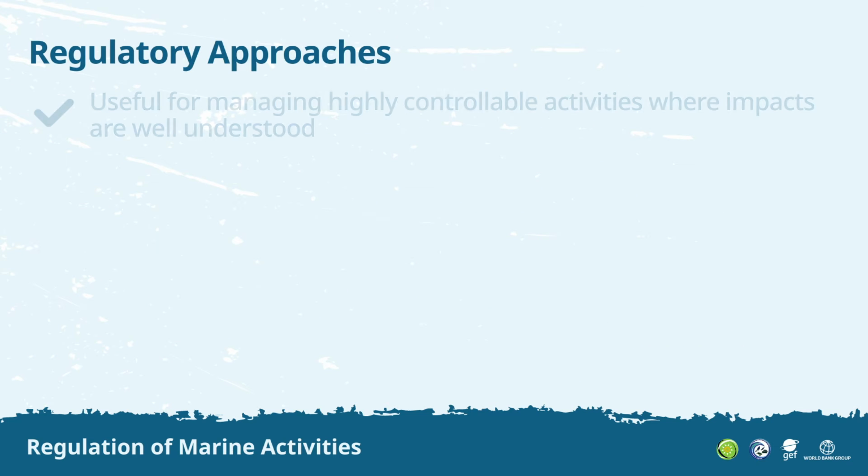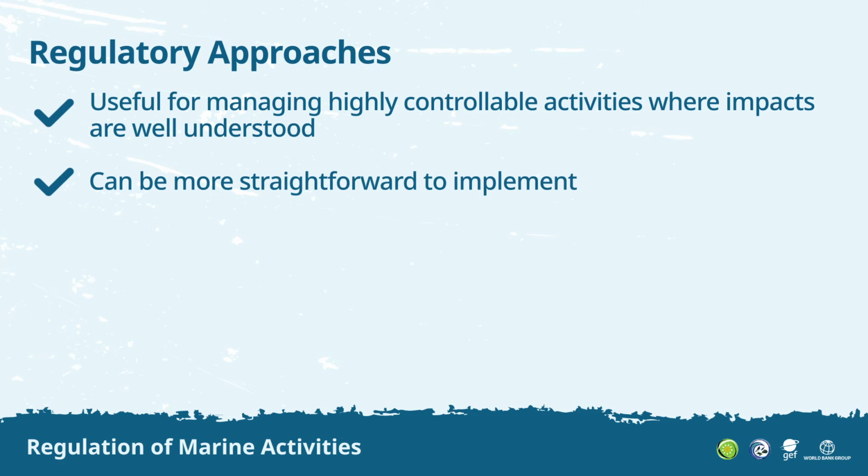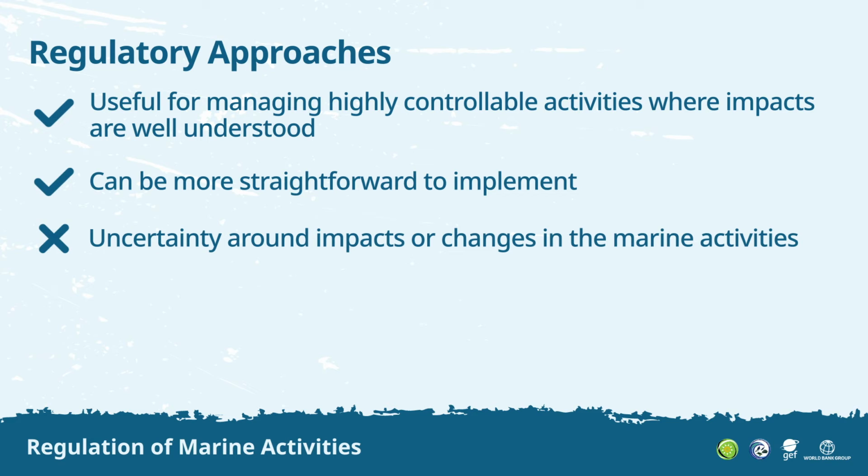Regulatory approaches are useful for managing highly controllable activities where the impacts are well understood. They can be more straightforward to implement as the rules are specific and predictable, which provide certainty for businesses and marine users. But these approaches can also be problematic, especially where there's uncertainty around impacts or changes in the marine activities. For example, when new technologies are developed which were not around when the regulations were designed, or when environmental baselines change, for example through climate change.